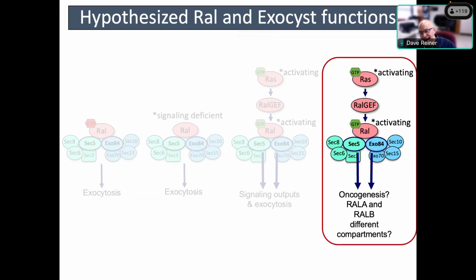And so then that leads us to the last model. If RAL just anchors the exocyst, but activated RAS and RAL is an input, maybe from the whole animal, to upregulate exocytosis, then maybe that's actually the oncogenic function of RAS-RAL-GEF-RAL: exocytosis. So let's look at that last question. This is a collaboration.